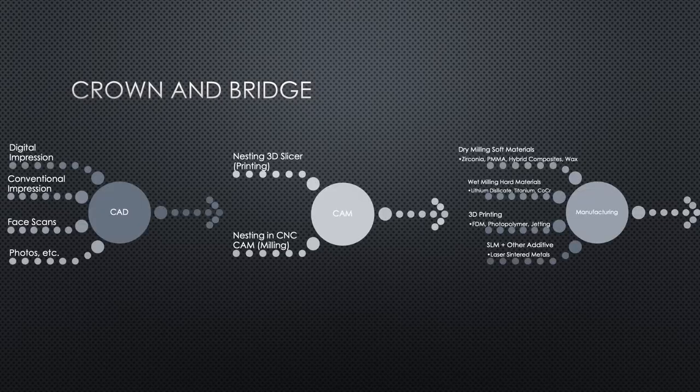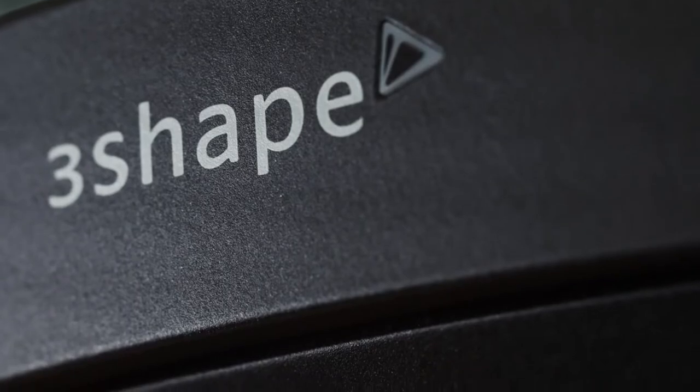For Crown and Bridge, this is kind of the most mature digital workflow just because we've had it for so long. And this is kind of what a roadmap for Crown and Bridge looks like. So you have all these different forms of data that need to get fed into the CAD software. We'll speak a little bit more about manufacturing pathways a little bit later, but really you need to find a way to get all this data in, right?